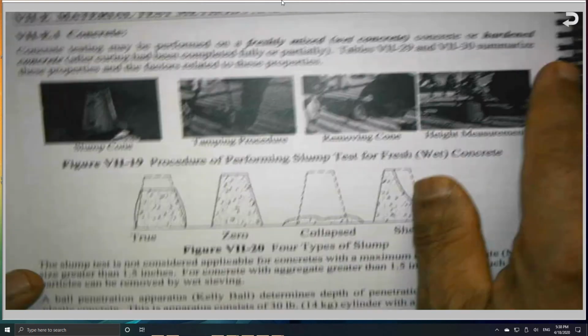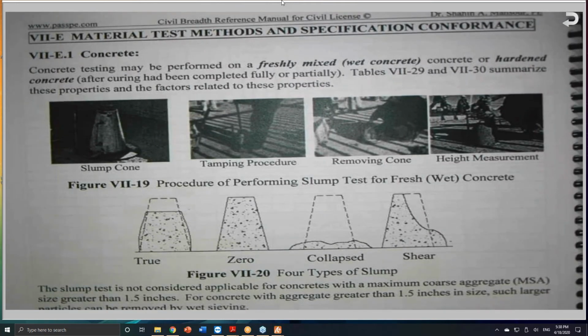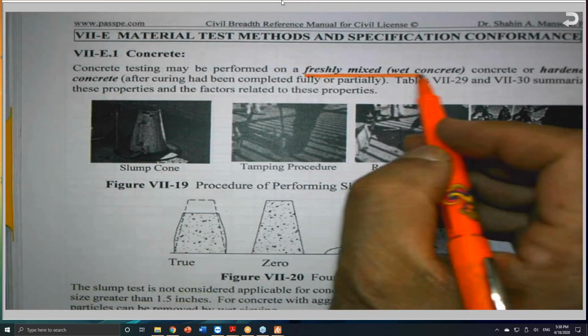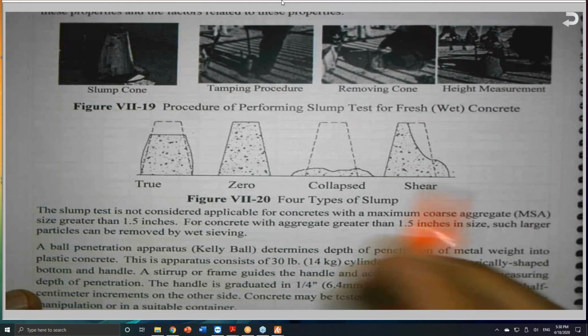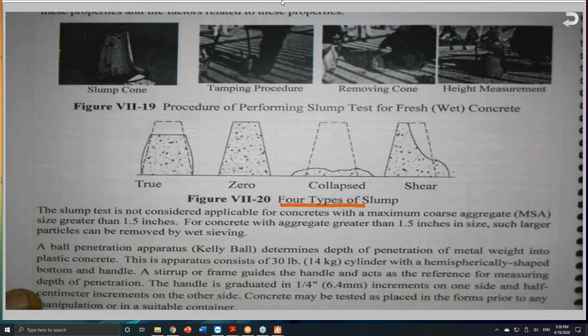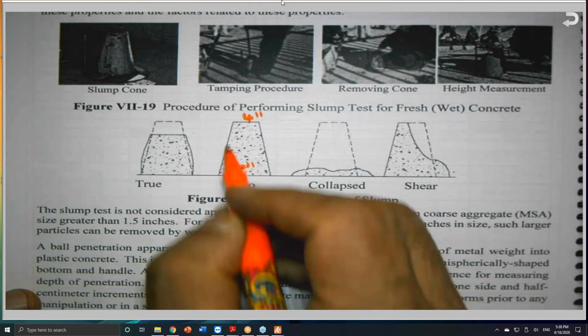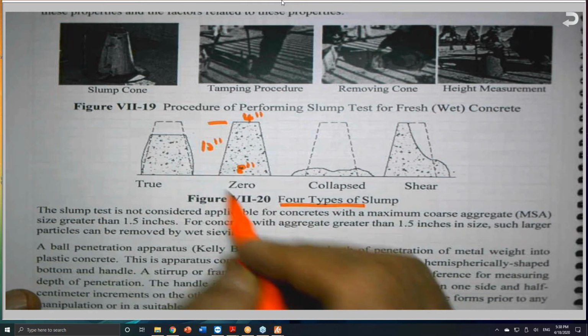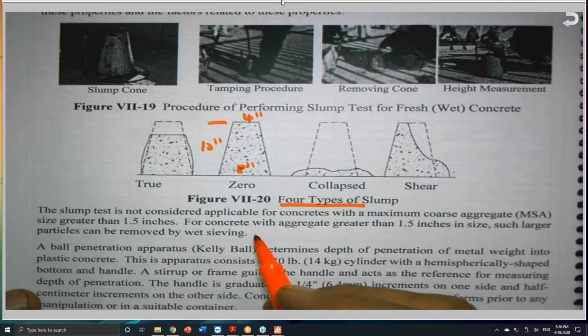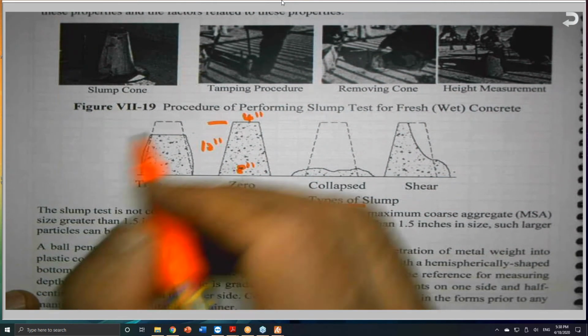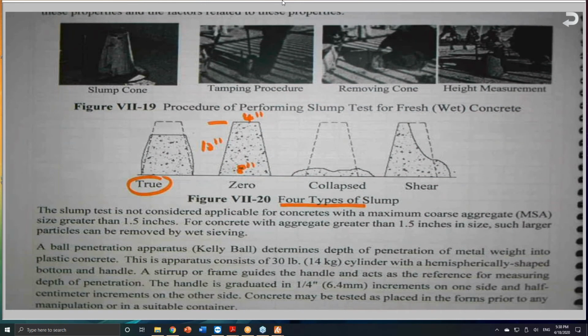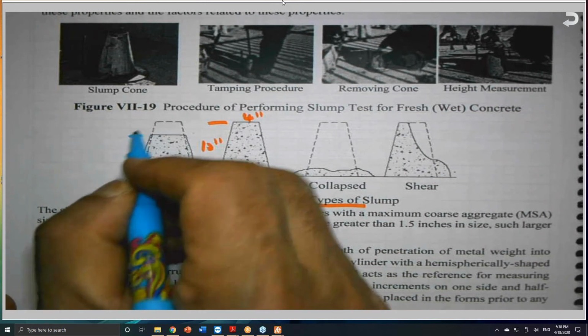Here we go. So this is, for example, a picture of a slump test. This is for fresh, wet concrete. We do the slump test with this cone, which is 4 inches in diameter at the top, 8 inches at the bottom, and 12 inches in height. We fill it in 3 equal layers, and we lift it up. And this is a true slump, where the concrete will come down this amount.